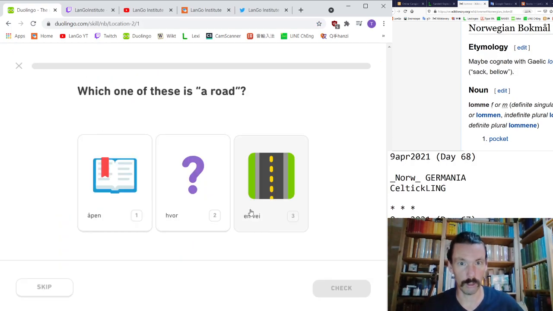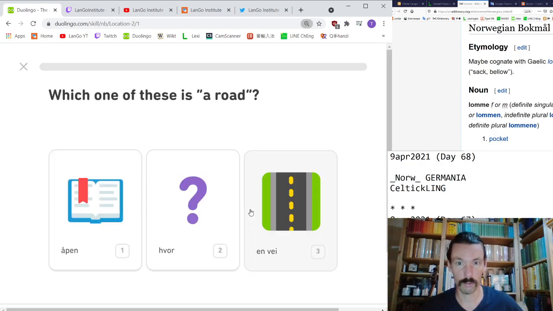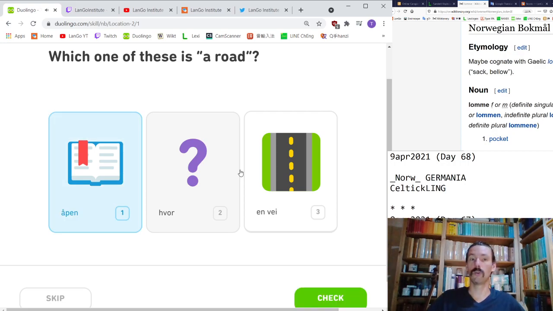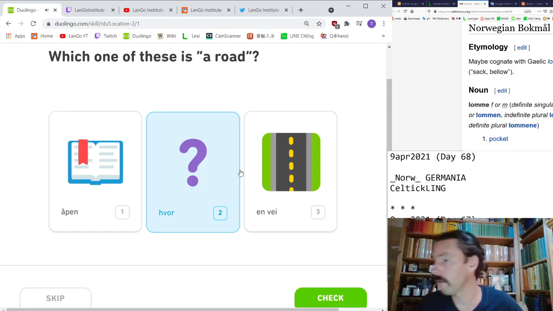Where am I going? Okay. Tell me if it's... That'll do. Okay, a road. Åpen. Open. Is that open? Hvor? Hvor. Written O, but a high vowel.